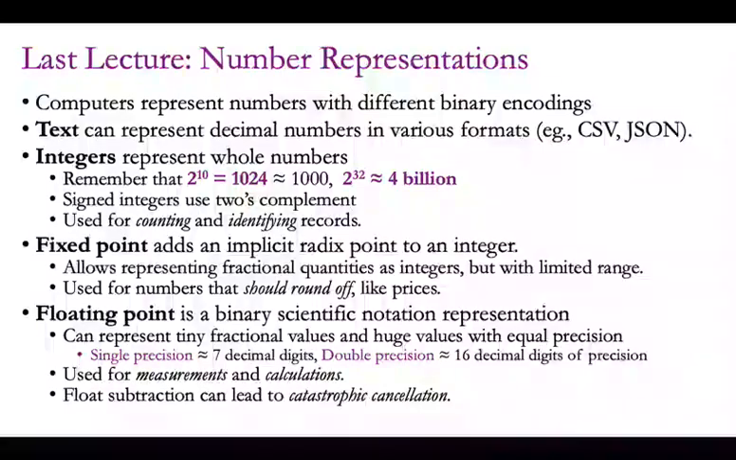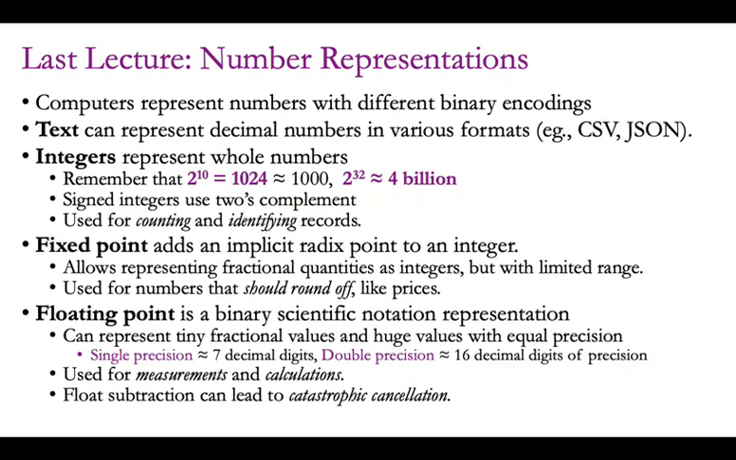The two basic representations that we saw were integers for representing whole numbers, and there you have to keep in mind that a 32-bit integer can only go up to 4 billion, or 2 billion if you have signed numbers. So you sometimes need 64-bit numbers, and sometimes you have a choice between 64-bit and 32-bit numbers that have different maximum sizes. Integers are useful for counting and identifying records, cases where you don't need fractional numbers, and actually it might be harmful to have fractional numbers.